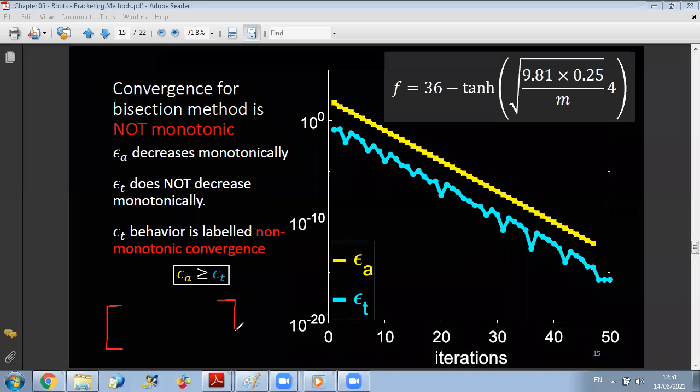Because look, if you just consider the initial bracket I am considering, once you divide by 2, in case the length of your interval was a, now the new value for your interval is a over 2. So already for the approximate error, what will happen is each time you are reducing the interval of the approximate error by 2.